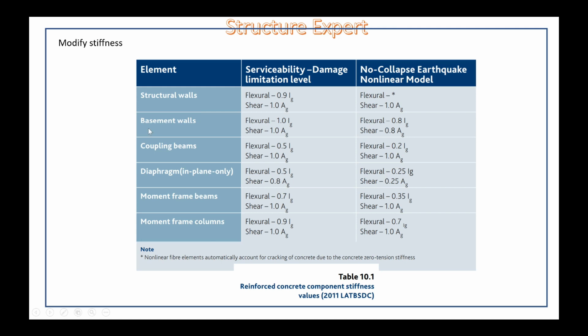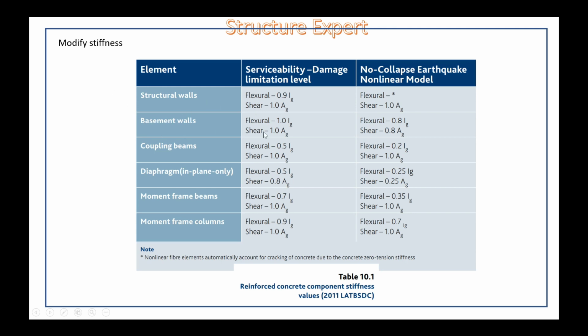And for the service, you can modify it to 0.9 Ig for the wall, and the basement wall you can keep it because at the basement you're not concerned about the tensile stress. For the tall building, for the resisting frame, for the core wall, you're concerned much about the tensile stress on the concrete. So you have to check the tensile stress to make sure it's not over the code design stress for tensile stress of the concrete.